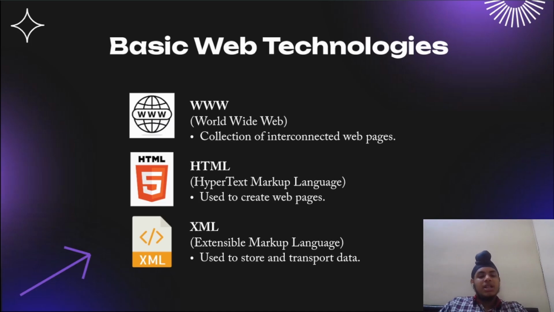Next comes HTML. HTML is Hypertext Markup Language. It is quite an important language used to create web pages. It is the backbone of web pages. That is how they are created. With HTML, CSS and JavaScript are used. CSS is used to design the website and JavaScript is used to make the buttons in the website functional.